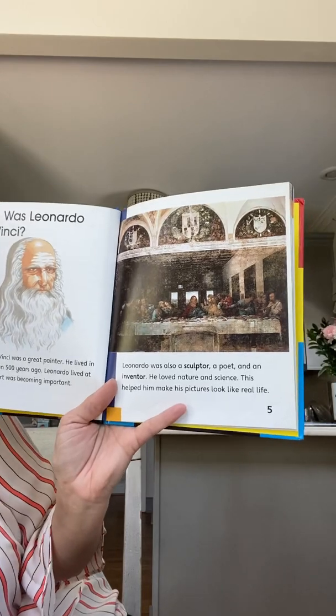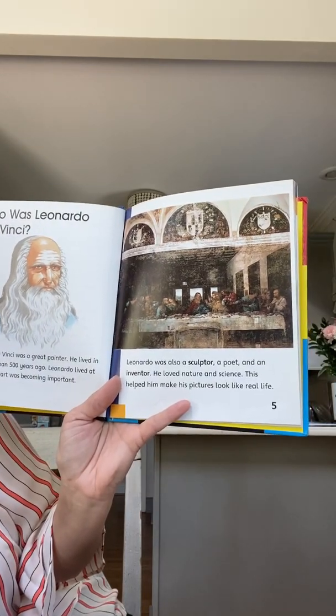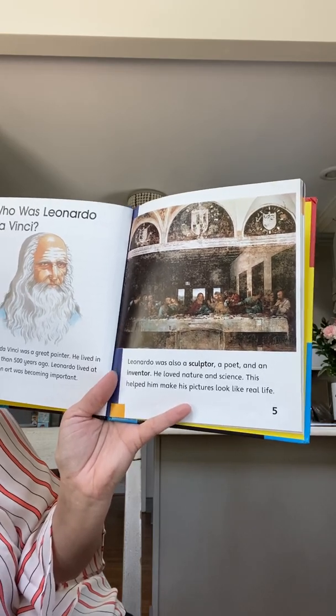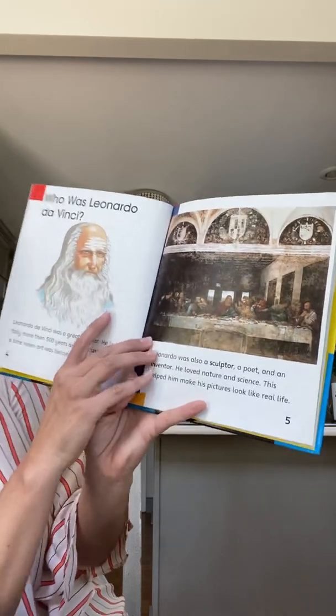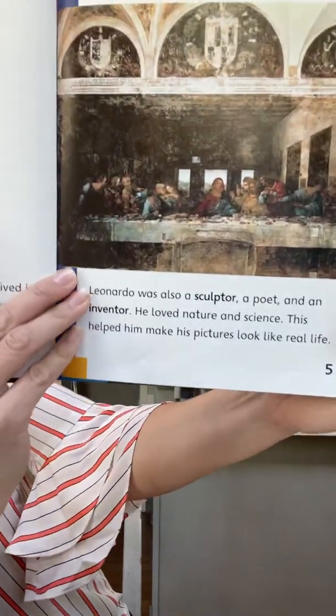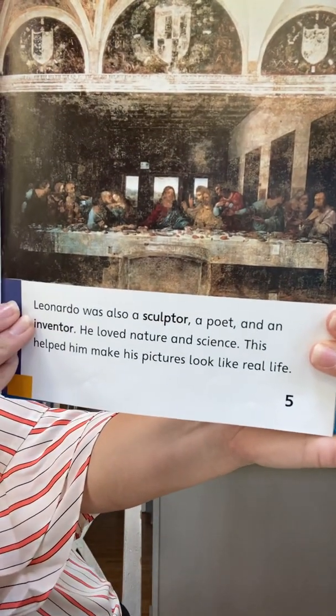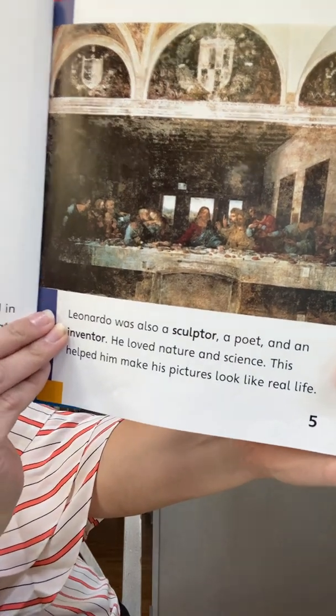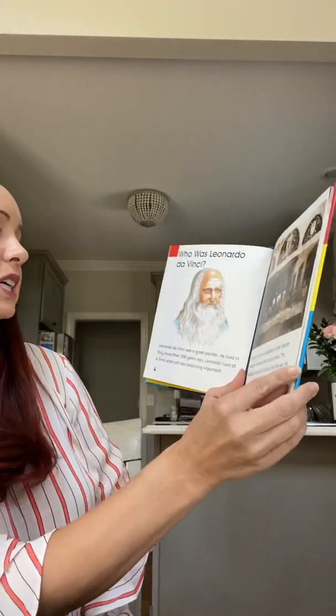Leonardo was also a sculptor, a poet, and an inventor. He loved nature and science. This helped him make his pictures look like real life. And if you look closely, you can see how he has studied people and their faces, and he's been able to make his drawing and painting look so realistic.